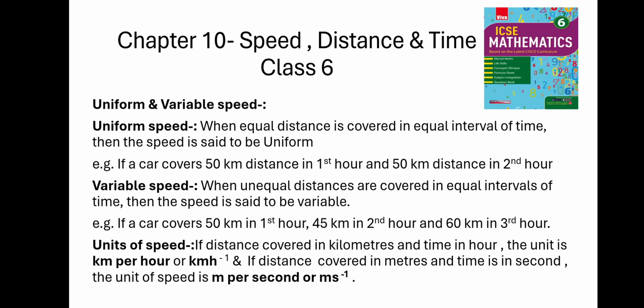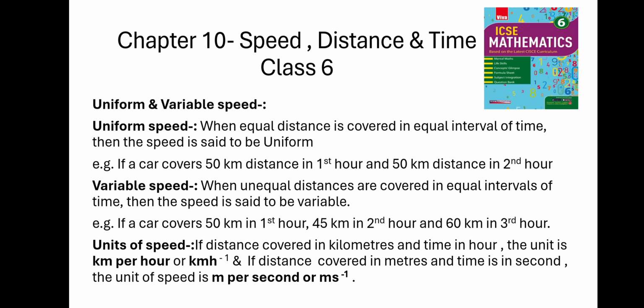For example, if a car covers 50 km in first hour, 45 km in second hour, and 60 km in third hour continuously, there is a change in the distance with time, and therefore the speed also changes. So therefore it is called variable speed.